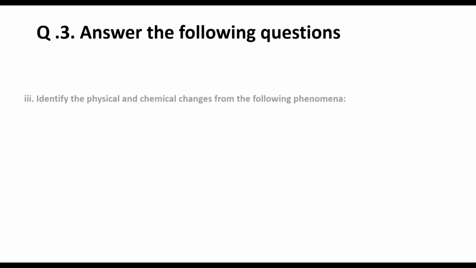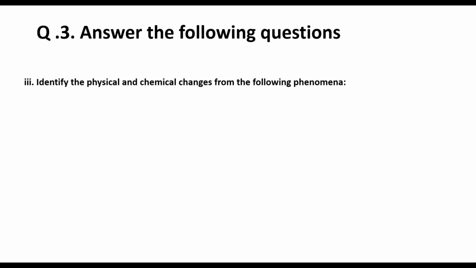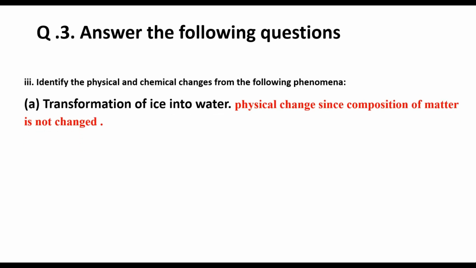This you have to keep in your mind while writing the answer of this particular question. Now the question number 3: identify the physical and chemical change from the following phenomena. So in total we have 6 phenomena given.